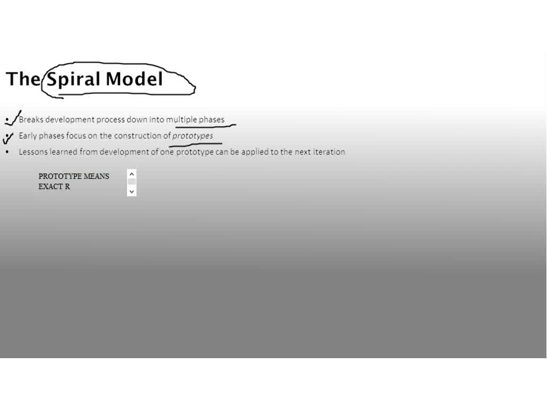And finally, in this model, the lessons learned from development of one prototype can be applied to the next iteration. That means if there is any error, once you follow all the steps and you receive one prototype, you will give it to the end user to use. The end user will use it and report errors. And that error is removed in the next iteration, in the next prototype.